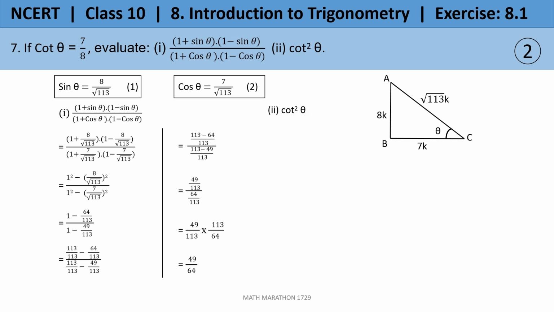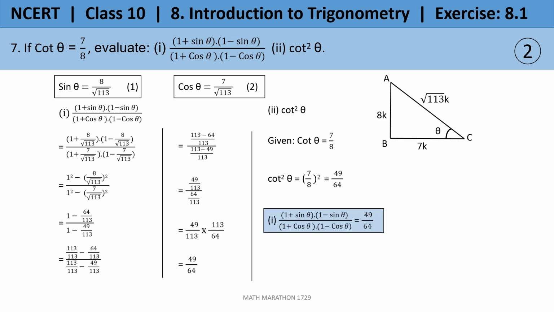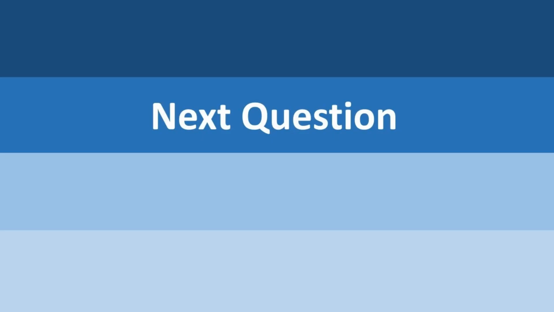Now, let us evaluate section 2, cot square theta. We know that cot theta is equal to 7 by 8. Cot square theta is equal to (7 by 8) square, which is equal to 49 by 64. So, the value of section 1 is 49 by 64. The value of section 2 is 49 by 64. Let us see the next question.